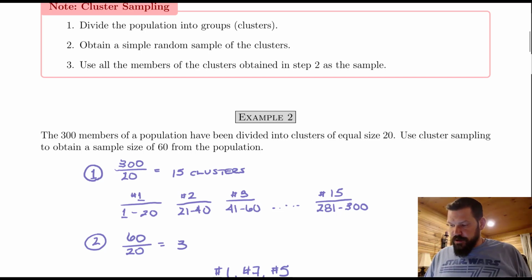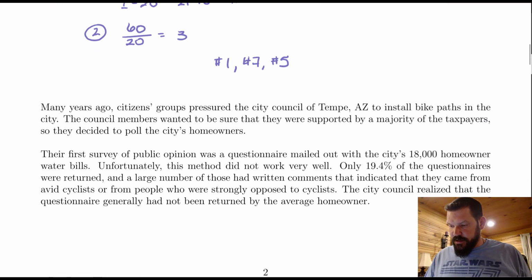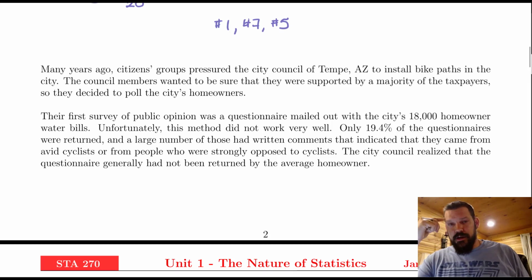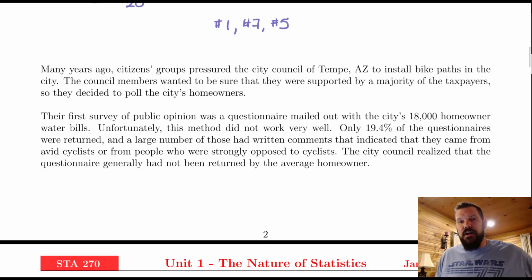So when we move on and we put this into practice, we start out introducing this problem here where we're talking about several years ago, a citizens group in Tempe, Arizona wanted to install bike paths. So before they went through with it, the city planners wanted to find out whether or not there was enough people who supported the idea before they started spending taxpayer money to put in these bike paths. So what they did initially was send out surveys with everybody's water bill.